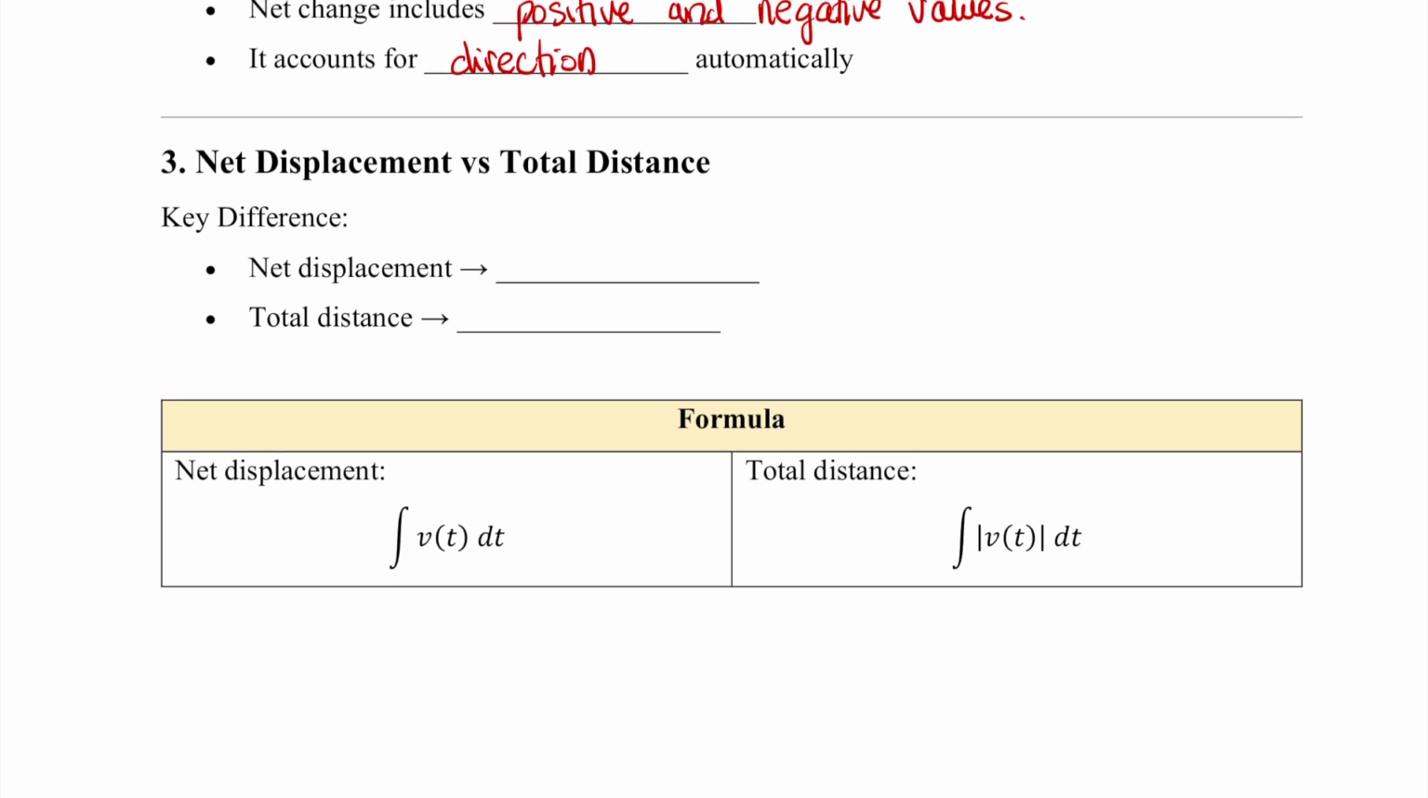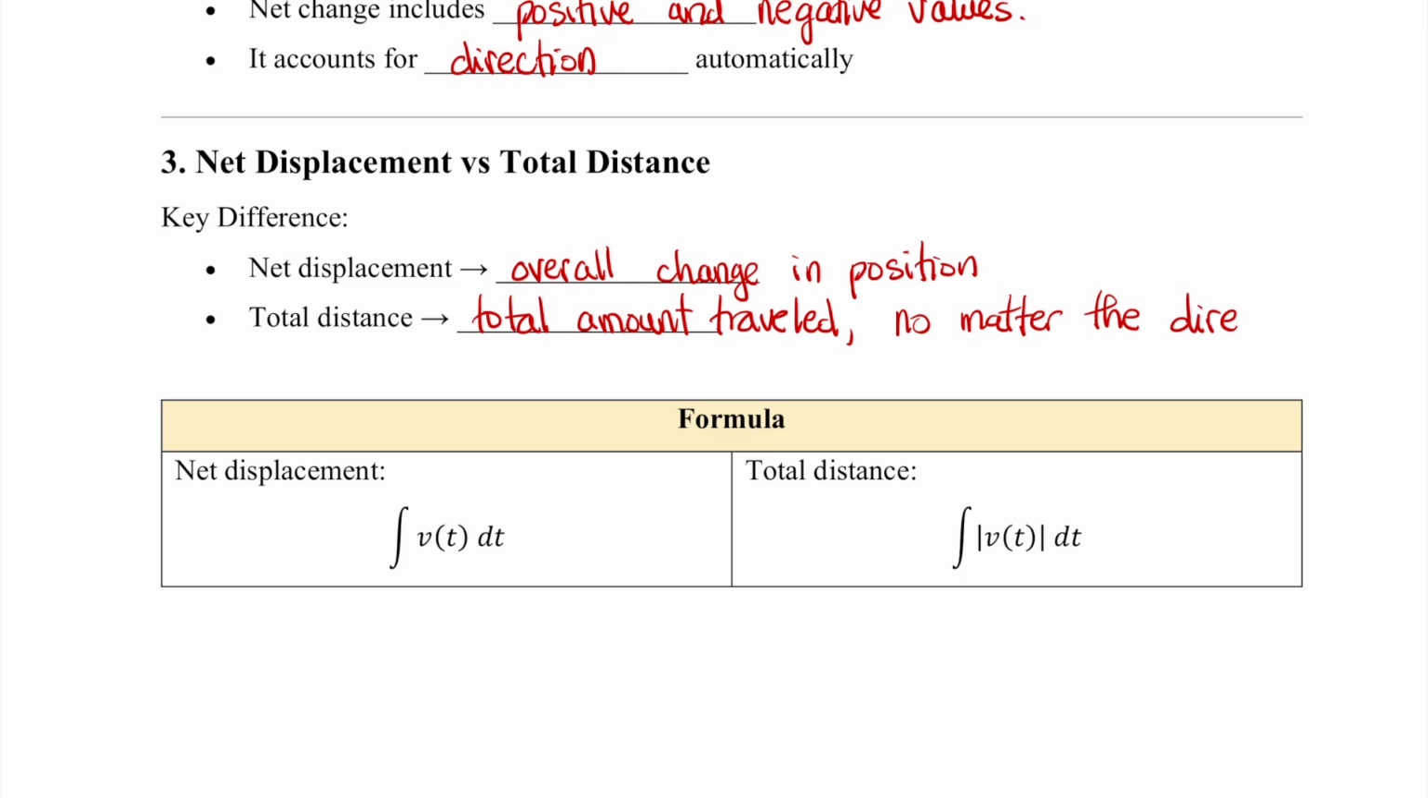Now, let's look at an important application of this idea. This comes up a lot when we talk about motion. Net displacement is the overall change in position. Total distance is the total amount traveled, no matter the direction. To find the net displacement, we take the integral of the velocity. And to find the total distance, we take the integral of the absolute value of the velocity.